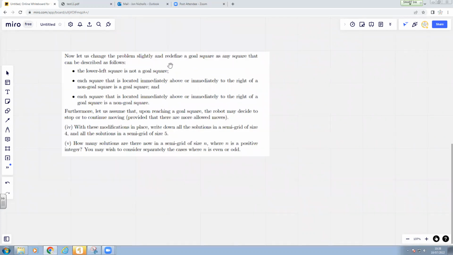Now, they're changing the problem slightly and redefining a goal square as any square that can be described as follows. Lower left square is not a goal square. Each square that is located immediately above or immediately to the right of a non-goal square is a goal square. And each square that is located immediately above or immediately to the right of a goal square is a non-goal square. Furthermore, let us assume that upon reaching a goal square, the robot may decide to stop or continue moving, provided there are more allowed moves. With these modifications in place, write down all the solutions in a semi-grid of size 4 and all the solutions in a semi-grid of size 5.